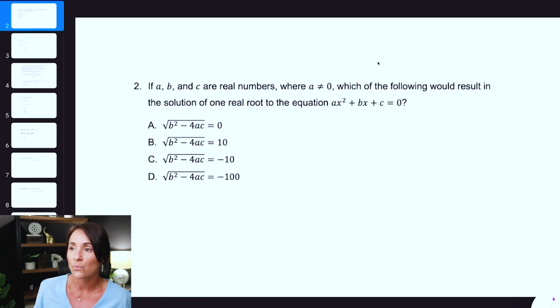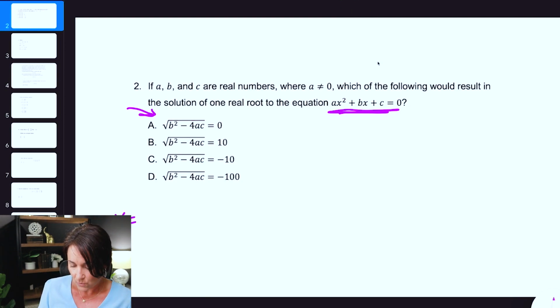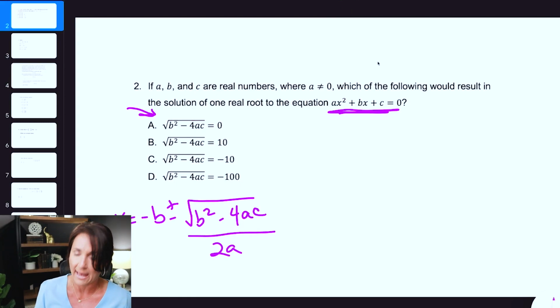If a, b, and c are real numbers where a is not equal to 0, which of the following would result in the solution of one real root to the equation ax squared plus bx plus c equals 0? So this is your standard form for a polynomial. And remember, we always want to look at our answer choices. We're going to be using this equation: x equals negative b plus or minus the square root of b squared minus 4ac, all over 2a.